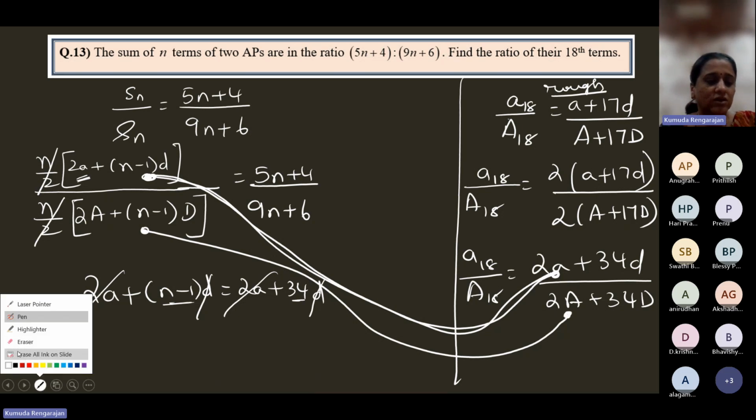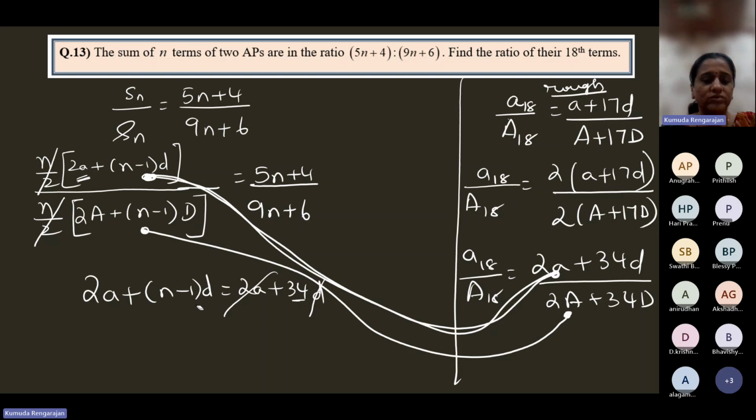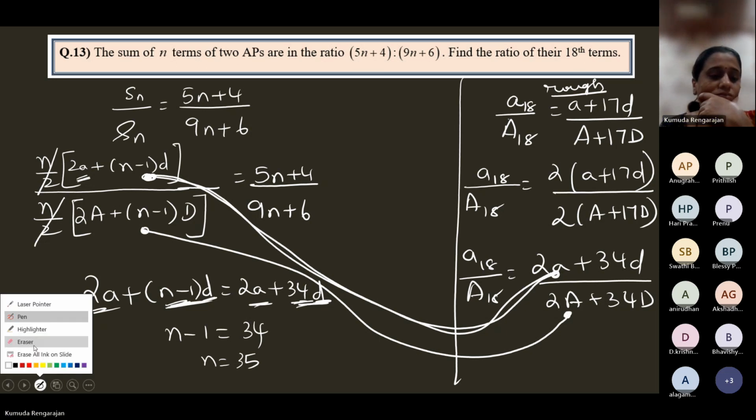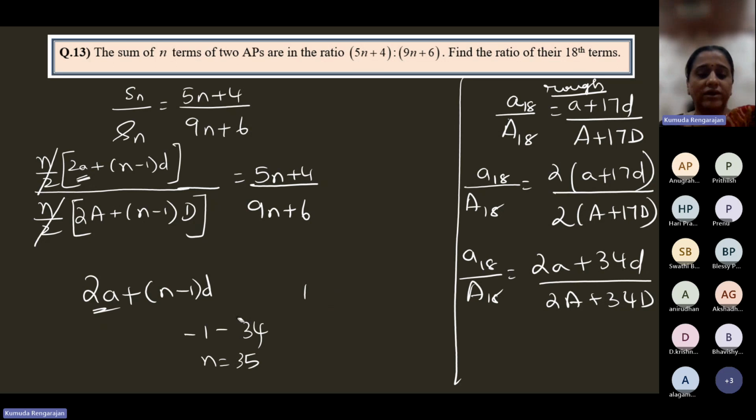When you observe the two sides, 2a, 2a, d term, d term, the coefficient of d is 34. Here the coefficient of d is n minus 1. So this n minus 1 should be equal to 34. So n is equal to 35. So when you use n as 35, this is the rough work.